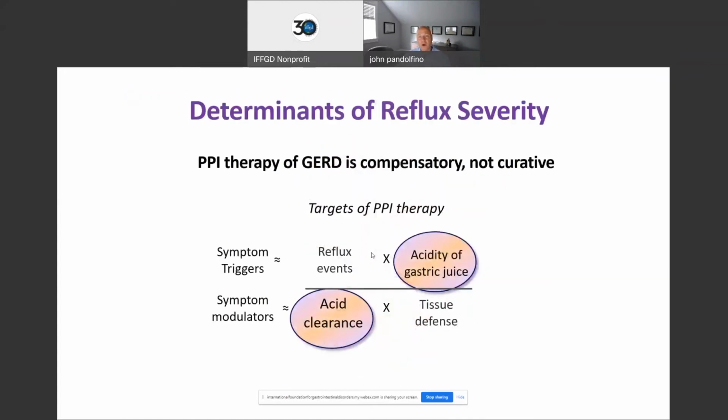Now, as I mentioned, even though GERD is not a disease of abnormal amounts of acid in the stomach, the target of our PPI, or proton pump inhibitor therapy, is focused as a compensatory treatment and not curative. What we do is reduce the acidity of the gastric juice so that when you have it in your esophagus, it's not as irritating or noxious.